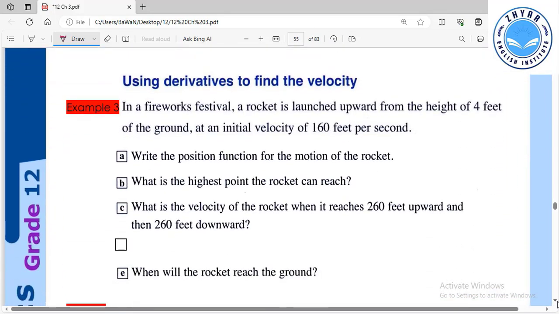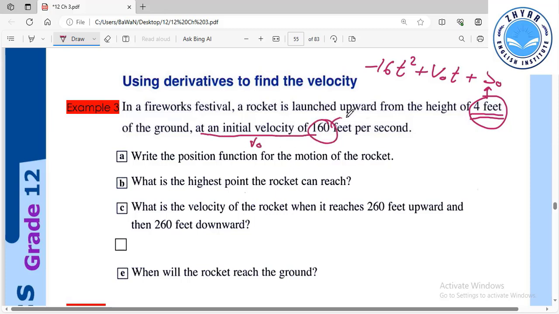Now we have an example. In a fireworks festival, a rocket is launched upwards from the height of 4 feet. The question is in terms of feet, so I have to use the negative 16 t squared. Negative 16 t squared plus v naught t plus s naught. And this 4 feet is directly s naught. It's the initial position of the ground at an initial velocity that is clearly given. Initial velocity is v naught, 160. So this 160 goes here next to v naught.